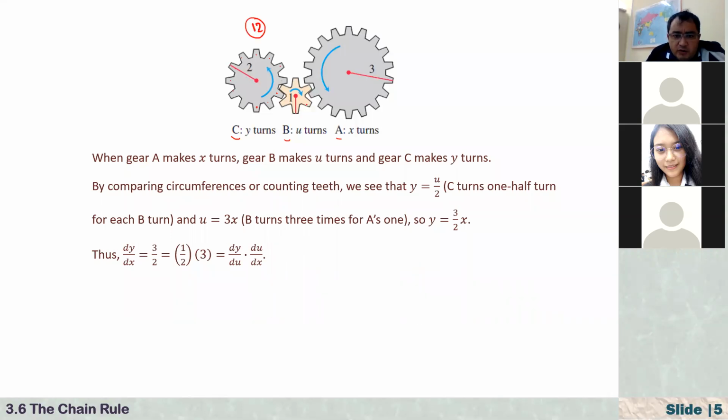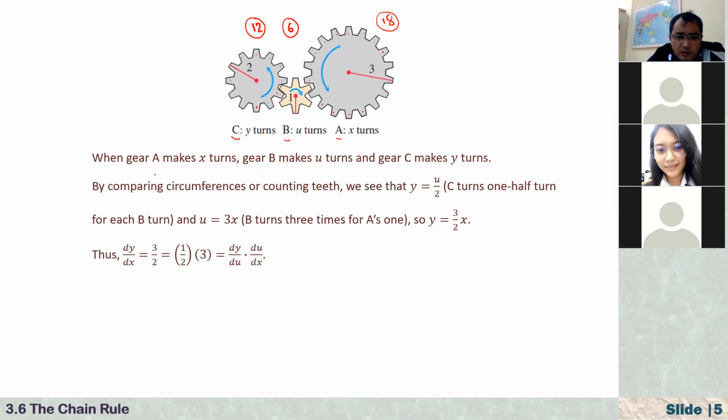And how about the second one? 1, 2, 3, 4, 5, 6. So it has 6 teeth. And the last one, 1, 2, 3, 4, 5, 6, 7, 8, 9, 10, 11, 12, 13, 14, 15, 16, 17, 18. So the last one has 18 teeth, right? So what does it mean?